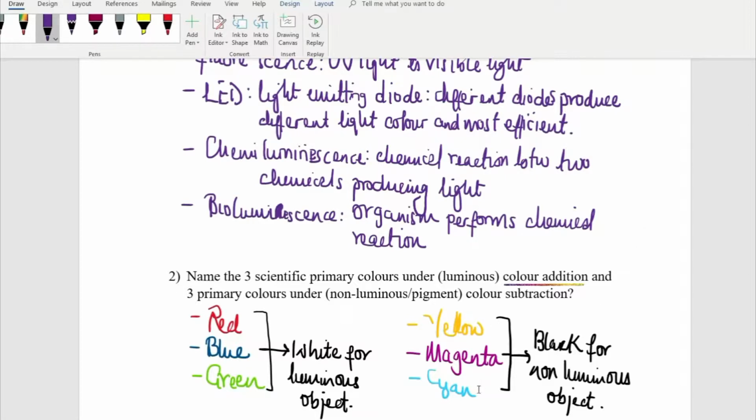These 3 lead to black being produced for non-luminous objects. Black is when all these colors are absorbed by a particular object, which makes us see black for that object.